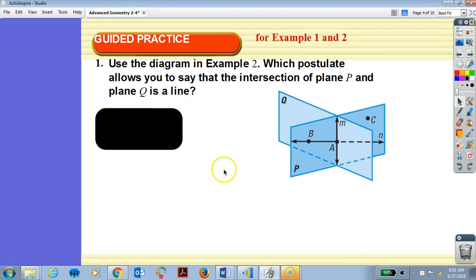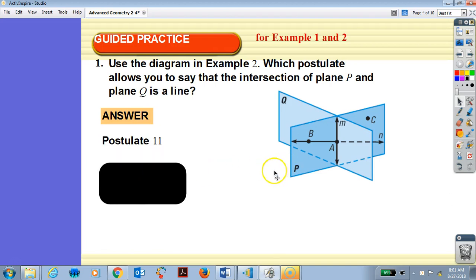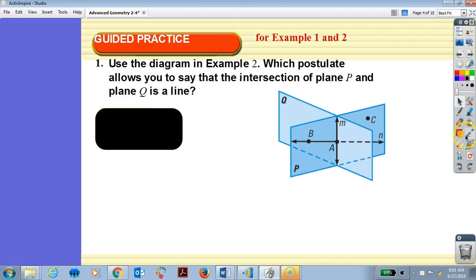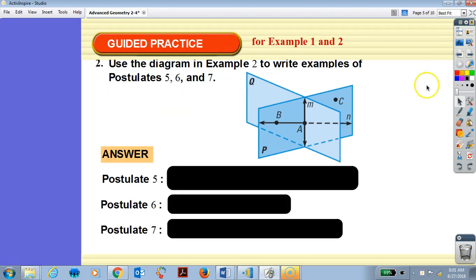Use the diagram in example 2. Which postulate allows you to say that the intersection of plane P and plane Q is a line? Which postulate tells you that plane P and plane Q intersect in a line? Yes. Postulate 11, good job. Do you guys see how you would not be able to answer this question unless you had this memorized? Welcome to the year of vocabulary, right? I told you guys there's so much vocabulary. There's tons of postulates, theorems, corollaries, all kinds of things that you have to memorize. This is the most memorization-heavy math class you will ever take.